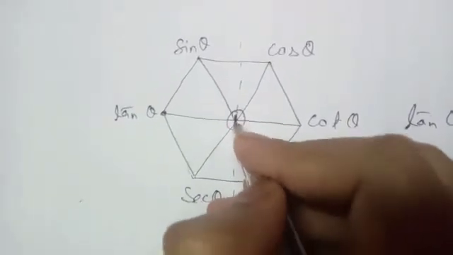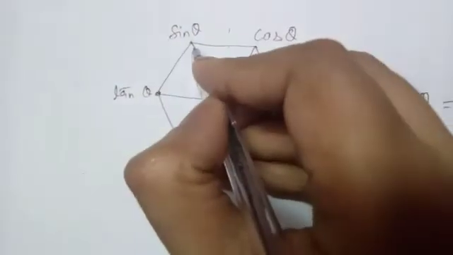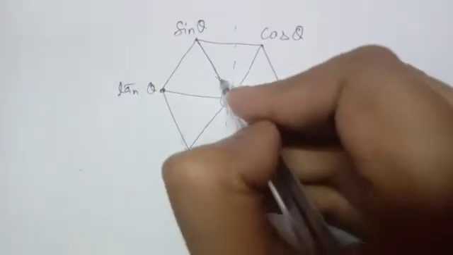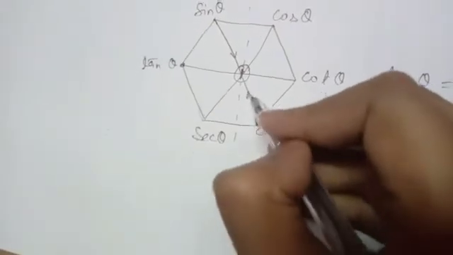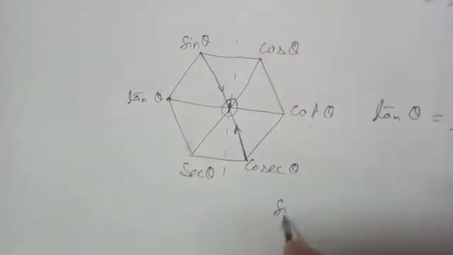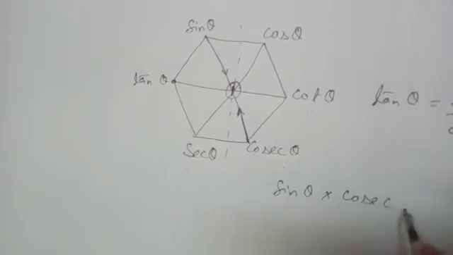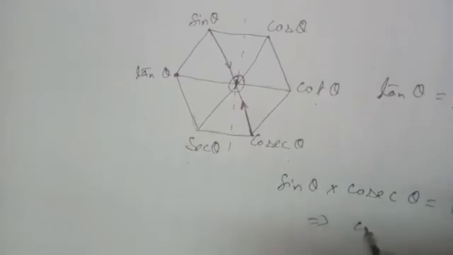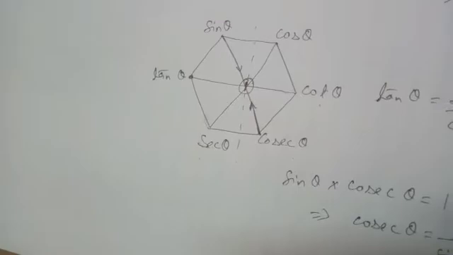Now what is the purpose of this one? As you can see, if we multiply the trigonometric ratios that are given at the ends of any diagonal, their product will be equal to 1. Like sin theta into cosec theta will always equal 1. This implies cosec theta is equal to 1 upon sin theta.